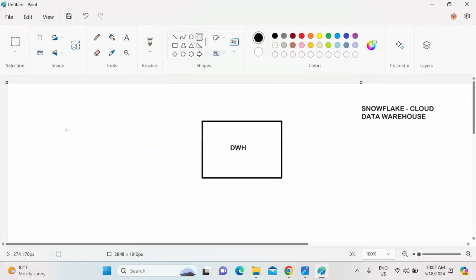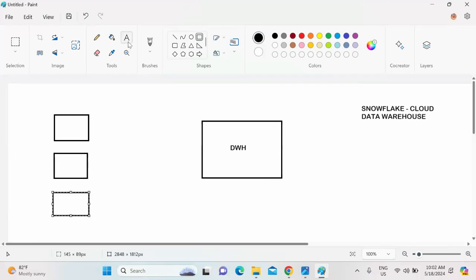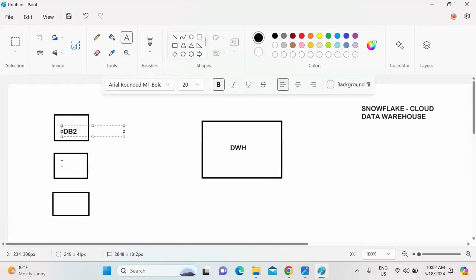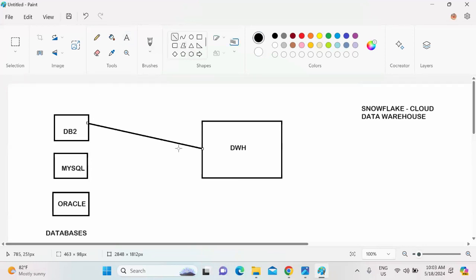Sir, a data warehouse is one type of database. Then what is the necessity of a data warehouse? Let's say you have databases like DB2, MySQL, Oracle, whatever it may be. These are the databases. I am giving the definition: a data warehouse is one type of database, but it acts as a centralized repository, which will store the data coming from different range of sources. That means whatever data is coming from the databases will be stored.